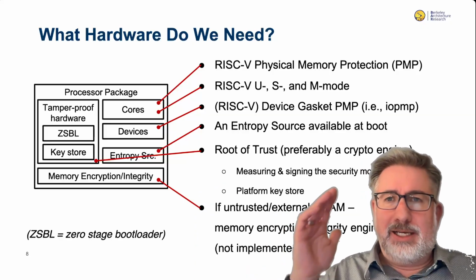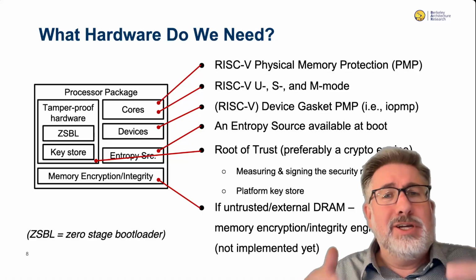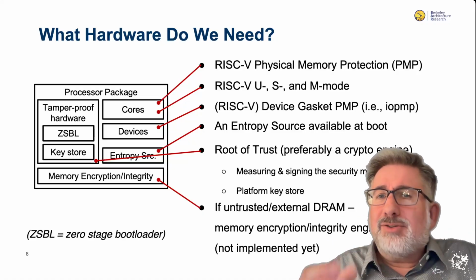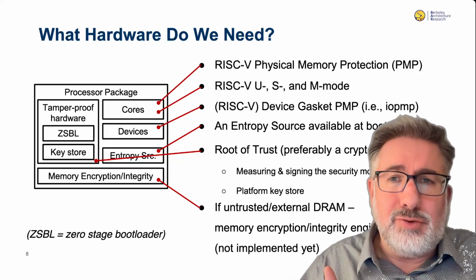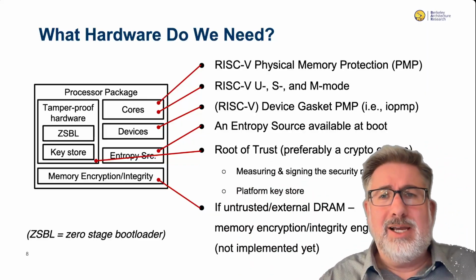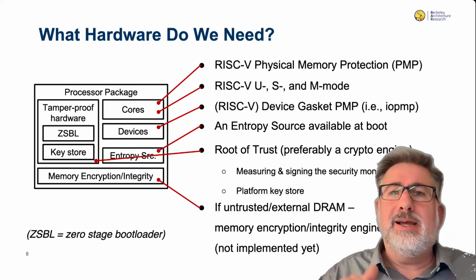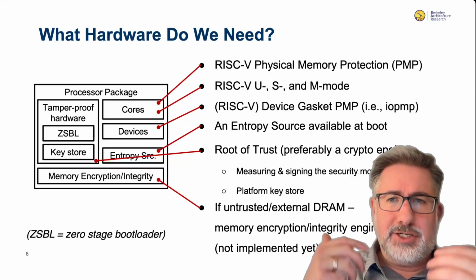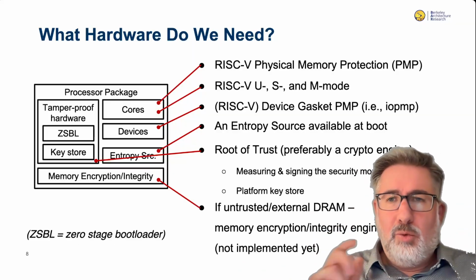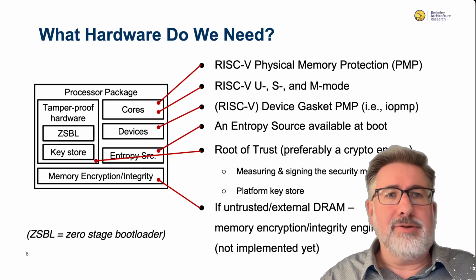Then there are things like an entropy source available at boot. This is so that if you are doing encryption and decryption, you need to have some source of randomness so that you can actually do these encryptions and decryptions. And then the root of trust, right? This is a hardware box that the user and the system and everybody knows cannot be modified, and it's for signing the security measures, and you know for sure that it's going to be working. And then you have the memory encryption engine that we talked about and all the other things.